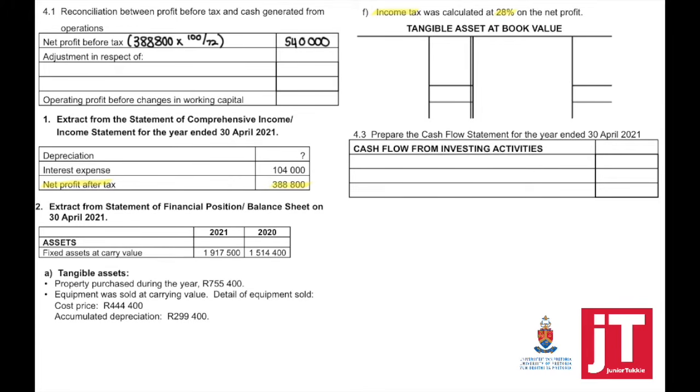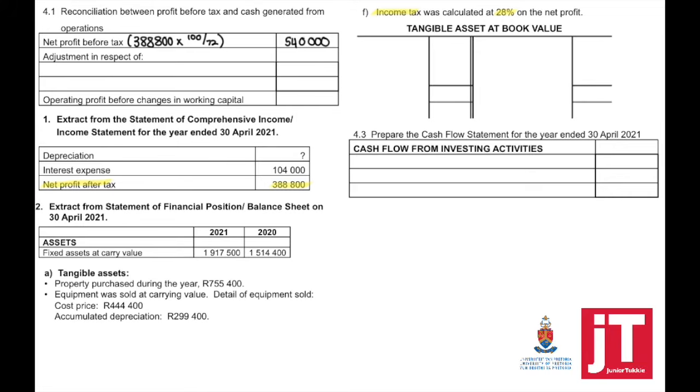Then they said property purchased, equipment was sold at carrying value. At school level, this will always be at carrying value. You do not need to worry about asset disposal where there's a profit or a loss on the disposal of an asset.